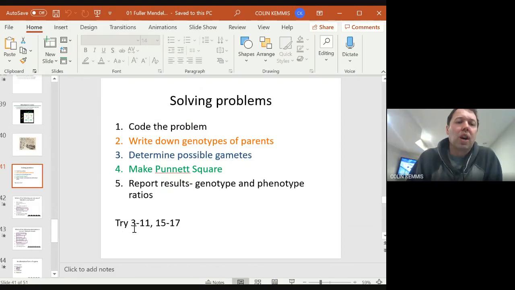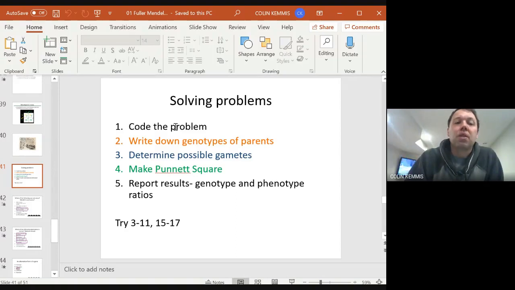And here's some problems for you to try. So code the problem. Okay, what does the big T mean and what does the little t mean? Or what does the big P mean and what does the little p mean? So actually go write this out. Big T means tall, little t means short.